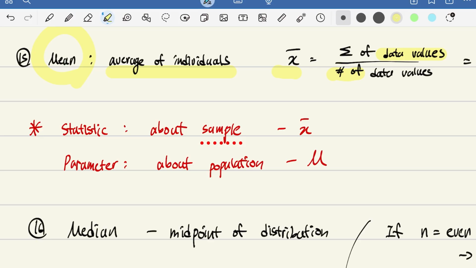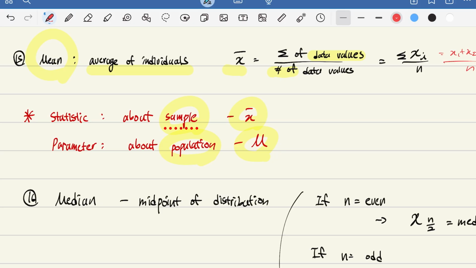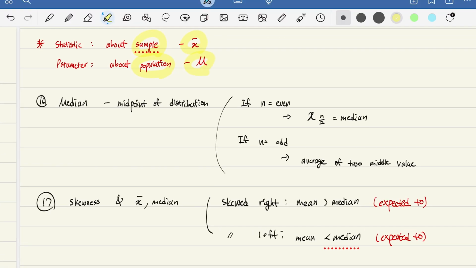And there's a difference between a statistic and a parameter. Statistics are the numbers that we use from a sample, and parameters are the numbers that we use for a population. So for the mean, when we use it for a sample, we use x-bar, but when we use it for a population, we use mu. This mu looks the same as the coefficient of friction in physics. They look the same, but they're totally different concepts, so just don't get confused.